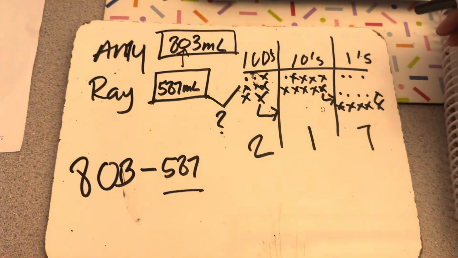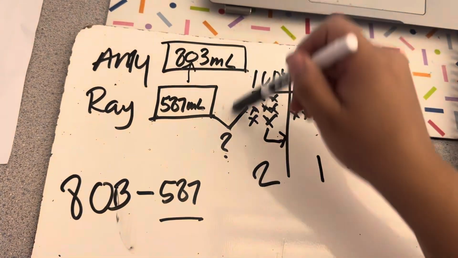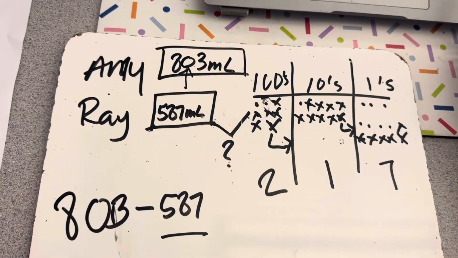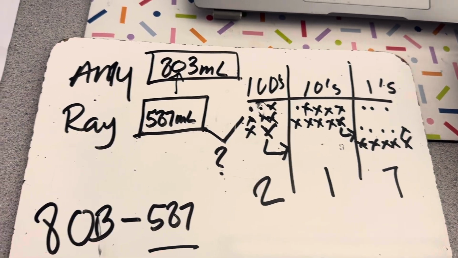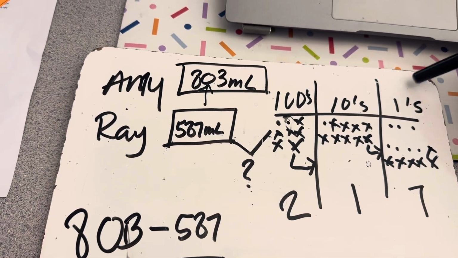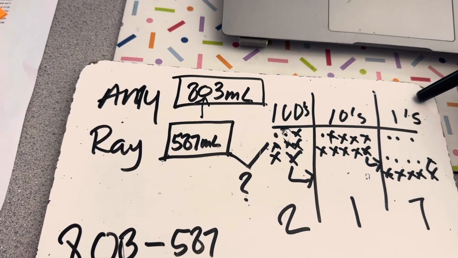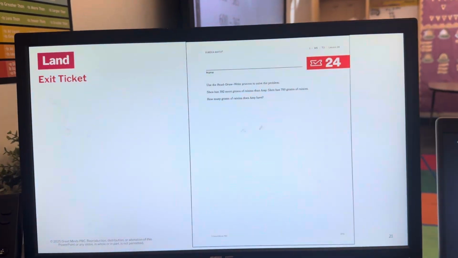So on lesson 24's exit ticket, I would like to see them do their place value chart. They can have another strategy to help guide them, but they will be getting points based off of their place value chart. So I hope this helps.